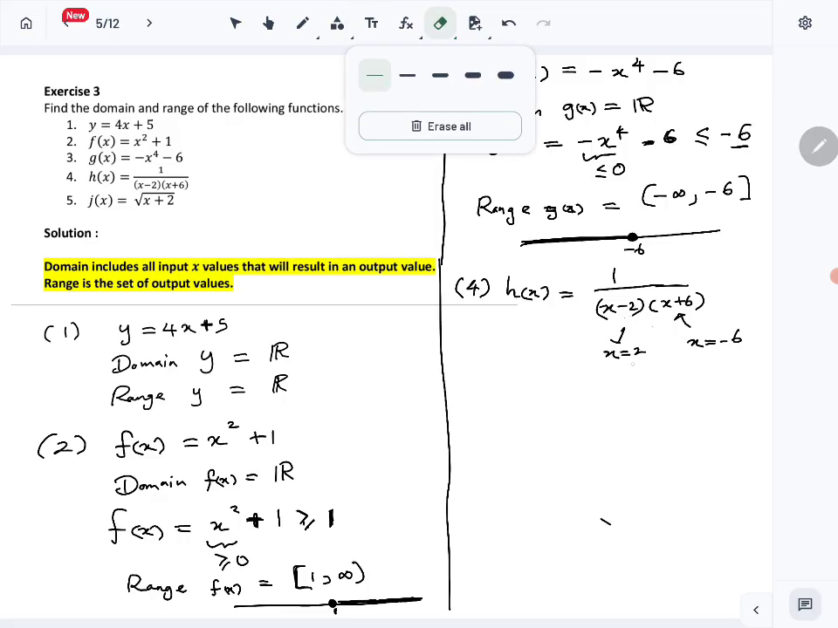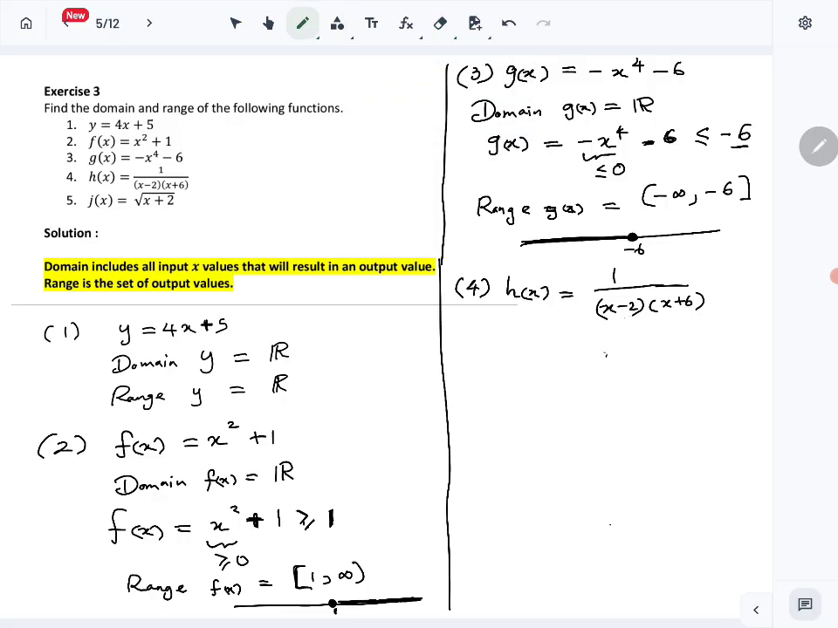So what is the domain then? Then the domain is all real numbers except those two values. So all real numbers, slash means get rid of. So what are the two values we are going to get rid of? Minus 6 and 2. So that is the domain, right?